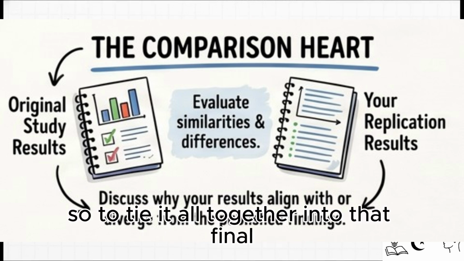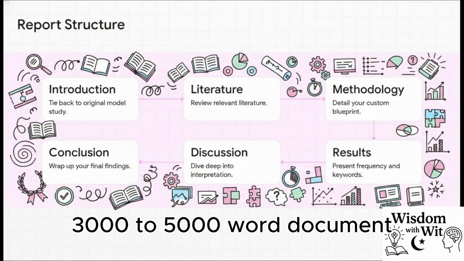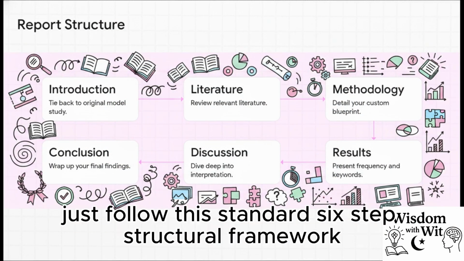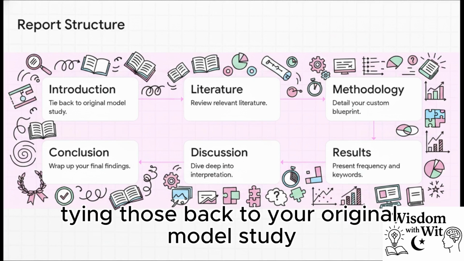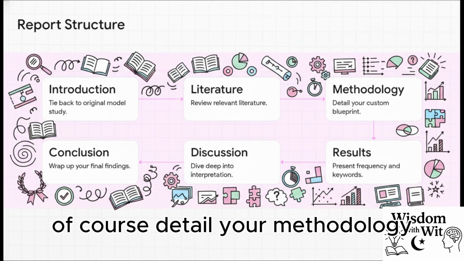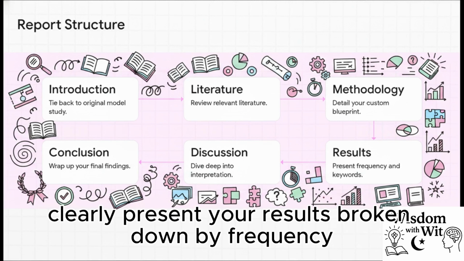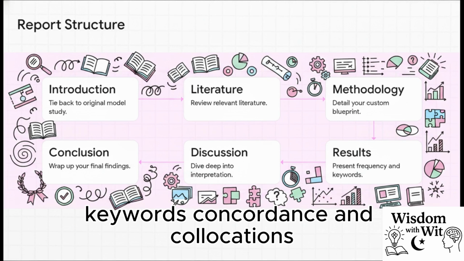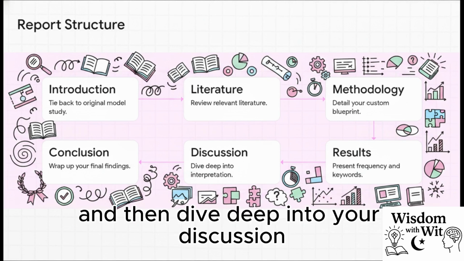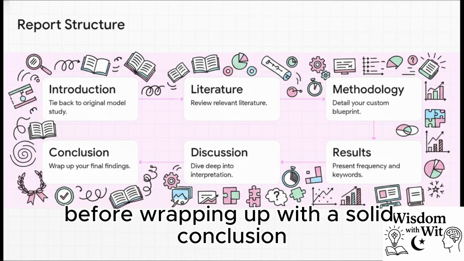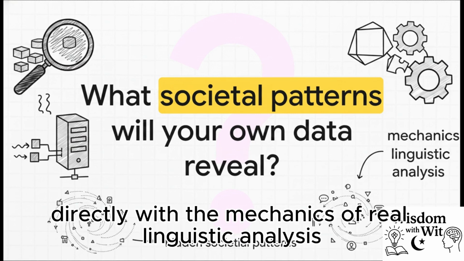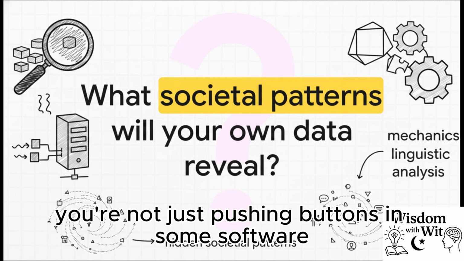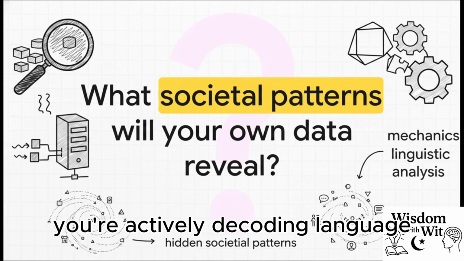So, to tie it all together into that final 3,000 to 5,000 word document, just follow this standard 6-step structural framework. You'll start with your introduction and literature review, tying those back to your original model study, of course. Detail your methodology. Clearly present your results broken down by frequency, keywords, concordance, and collocations, and then dive deep into your discussion before wrapping up with a solid conclusion. By following this replication blueprint, you've totally bypassed the paralysis of the blank page and engaged directly with the mechanics of real linguistic analysis. You're not just pushing buttons in some software, you're actively decoding language.